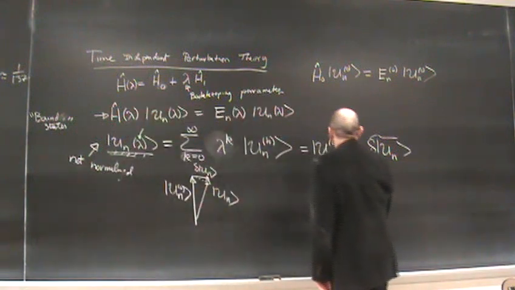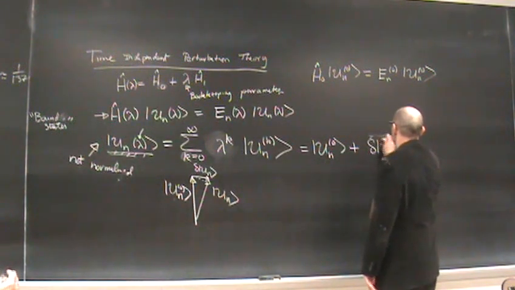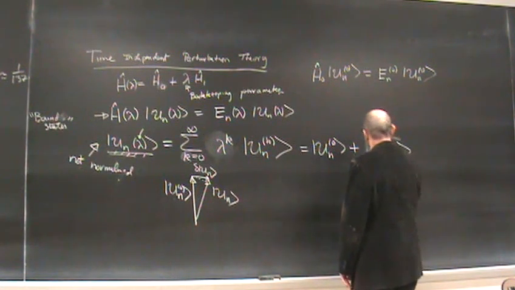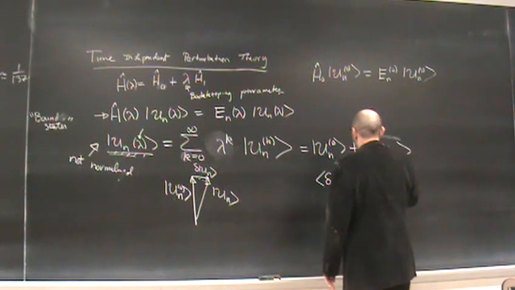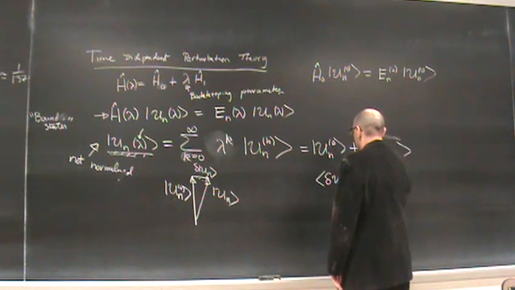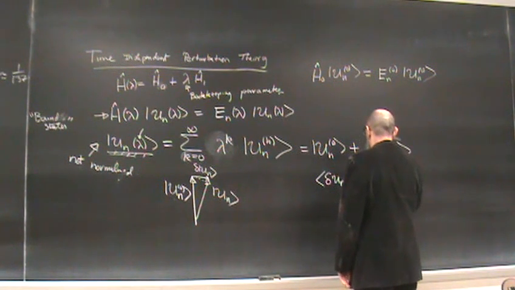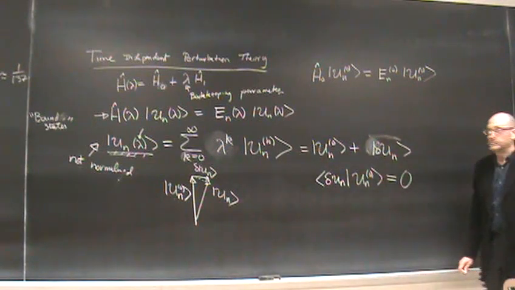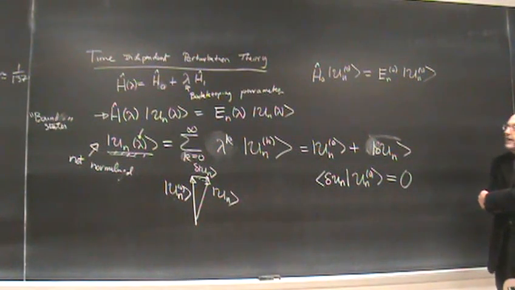So delta u_n is orthogonal, actually. Exactly. Let me put the ket inside, and I was about to say that. So this delta u_n is orthogonal to u_n^(0). I'm sorry, what? I didn't catch what Amira said. He said, so it's orthogonal. Oh, okay. Thanks.